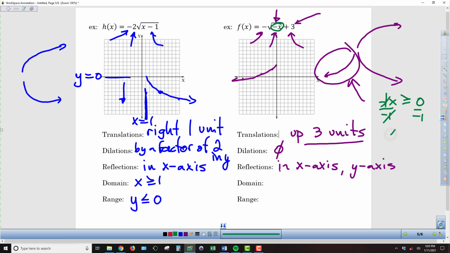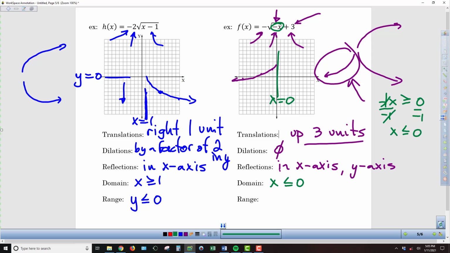And so we get x is less than or equal to 0, since if I divide both sides of an inequality by a negative, I have to flip the inequality symbol. So my domain is x is less than or equal to 0, which is what my graph shows. X equals 0 right here at the x-axis, and we're going to the left.